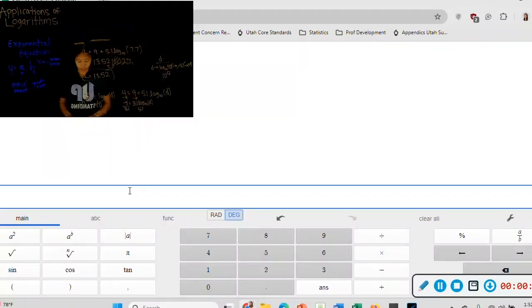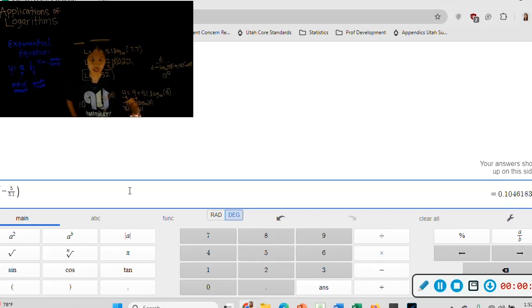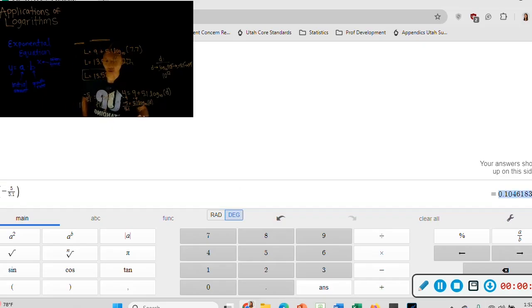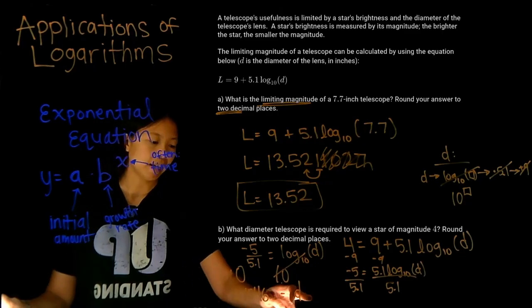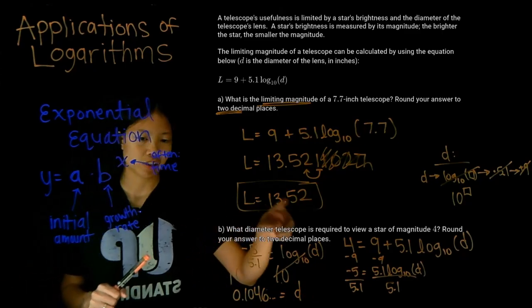Okay, if I do 10 to the negative 5 over 5.1, I'm going to have to put that in parentheses on here. So I'm going to do negative 5 divided by 5.1. And I see that gives me 0.1046 roughly. So now we have a diameter that is equal to about 0.1046, and it wants me to round it to 2 decimal places.